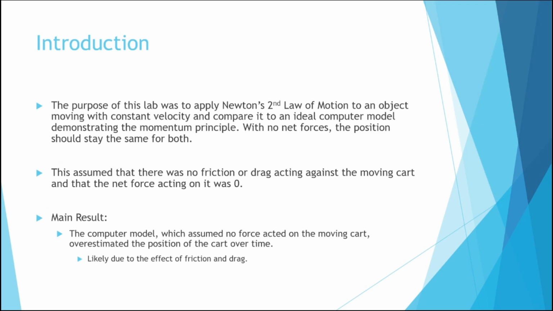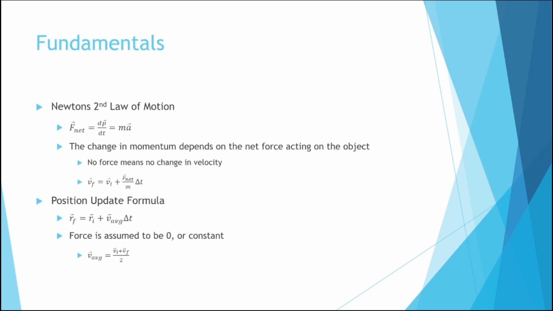With no net forces acting on either of them, the position should stay the same for both the computational model and the real object. This assumed that there was no friction or drag acting against the moving cart and that the net force was 0 newtons. Overall, this experiment showed that the computer model, assuming no force acted on the moving cart, overestimated the position, getting worse over time, and this is likely due to the real object having friction and drag affecting it.